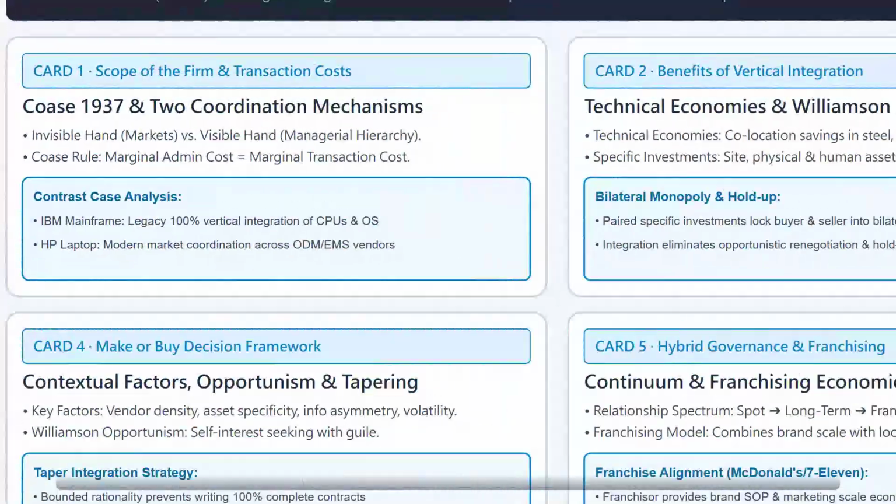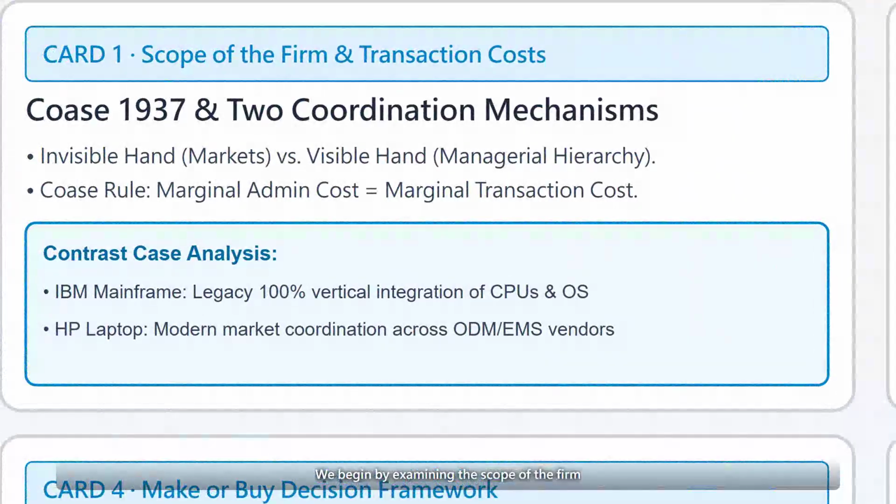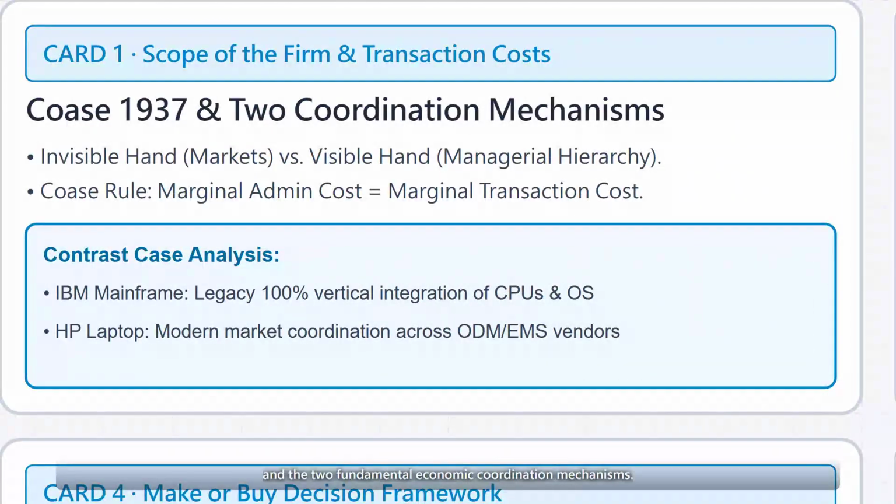We begin by examining the scope of the firm and the two fundamental economic coordination mechanisms. Adam Smith described the market mechanism, the invisible hand, which coordinates independent buyers and sellers through market prices. Alfred Chandler described the administrative mechanism, the visible hand, which directs resources internally through managerial hierarchy.